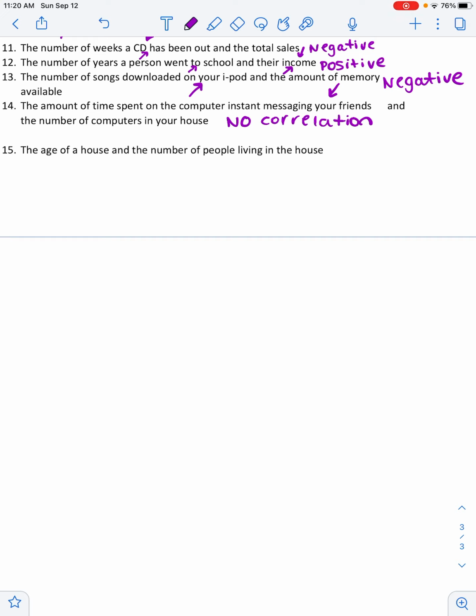Number 15, the age of a house and the number of people living in the house. So as a house gets older, does that mean that more people live there? No, not necessarily. I would say again, no correlation.